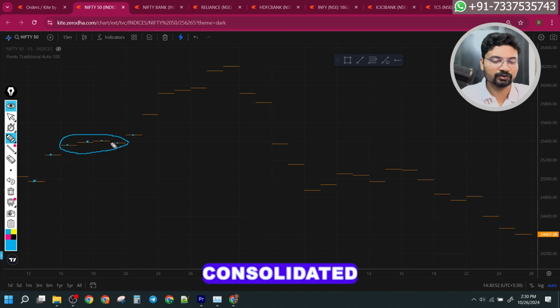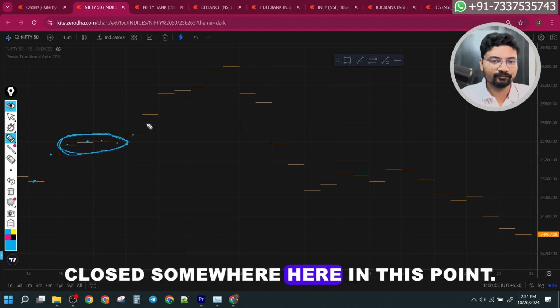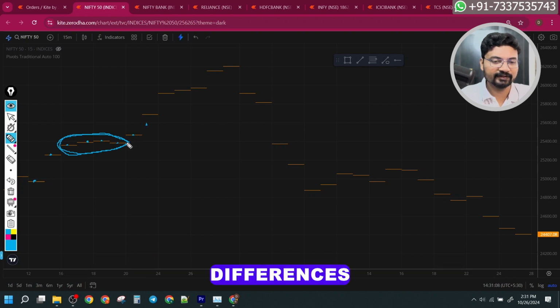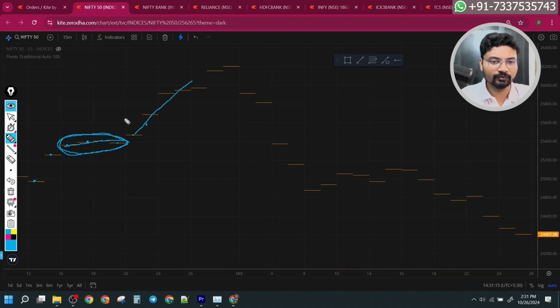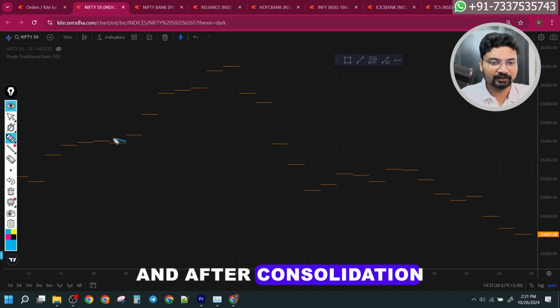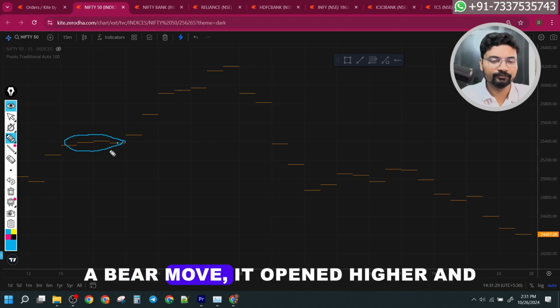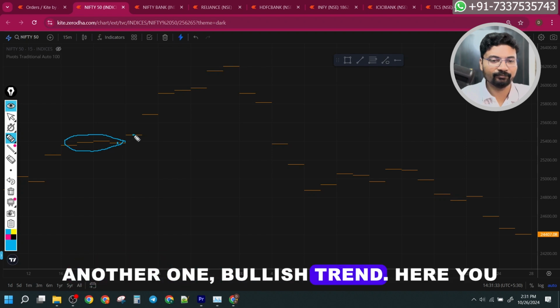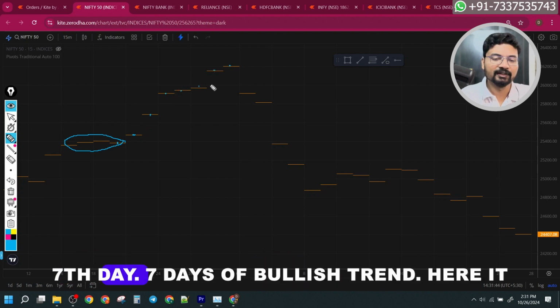These 3 days it is consolidated because these pivots are near, and when the pivots are nearby, you should expect a directional day. And on this day Nifty closed somewhere at this point. That's why you are seeing these differences. And 4 days it consolidated in a range, and after that you can see the move. Okay, let's remove this. After consolidation and after trapping the sellers with the bear move, it opened higher, and another bullish trend. Here you should understand it is a bullish move. Second day, third day, fourth, fifth, sixth, seventh day. 7 days of bullish trend.